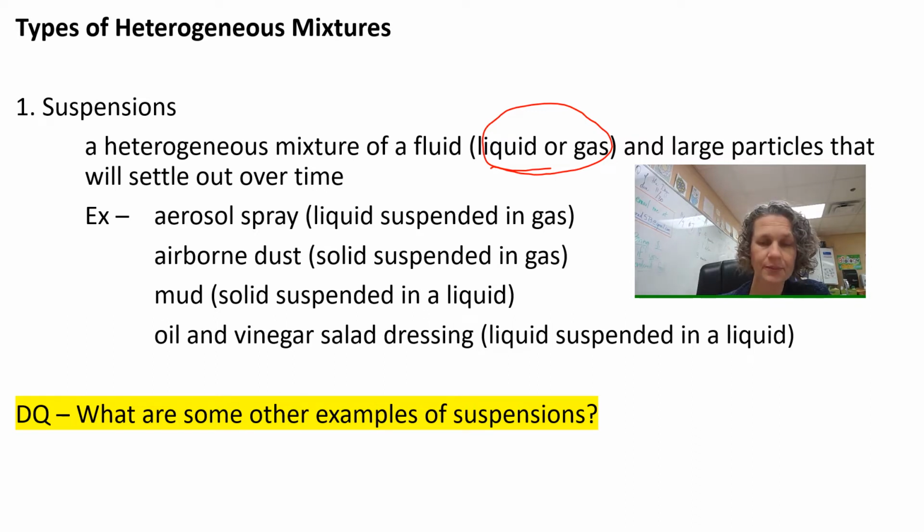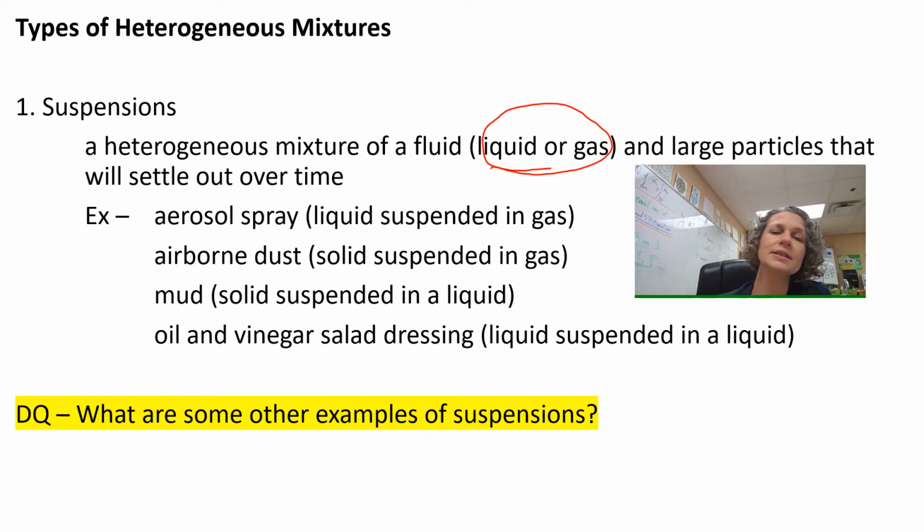Aerosol spray, like hairspray or something like that in the can, is a liquid suspended in a gas. If it's air freshener, and you spray it, it will disperse. It'll settle out eventually. Over time, those liquid particles will start to settle. Sometimes if you sprayed it, it lands on your hand, like it settles out.